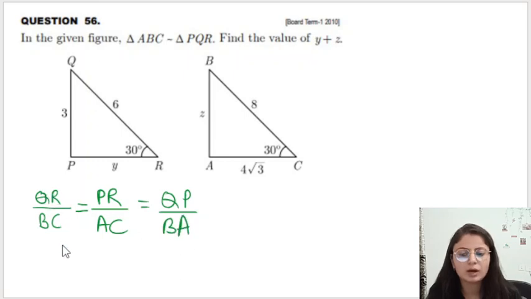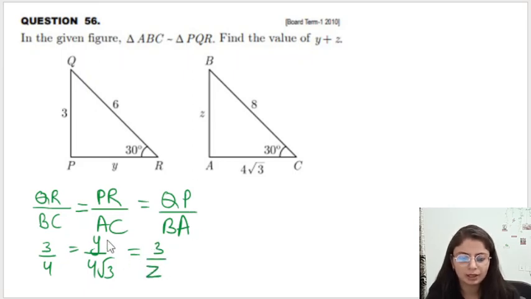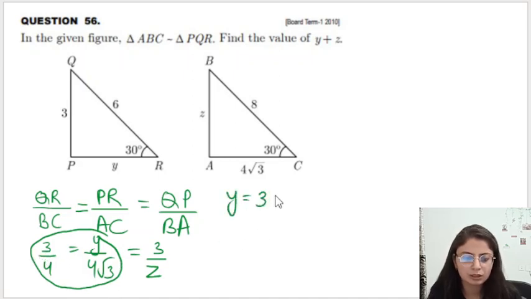फाइन. अब क्यू आर बाय बी सी कितना है? दिस इज 3/4. 6/8 इज 3/4. And PR is Y by AC is what? 4/√3 equals to QP. What is QP? QP is 3 and BA is Z. ठीक है. So इस फर्स्ट इक्वालिटी को यूज करके हम y की वैल्यू निकाल सकते हैं, राइट. सो 4 कैंसल्स आउट. y कितना आ जाएगा? y विल बी 3/√3. सो y इक्वल्स टू 3/√3. तो y तो अपने पास आ गया.